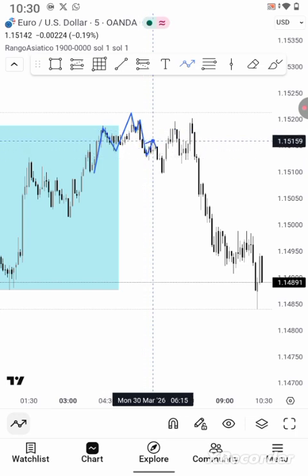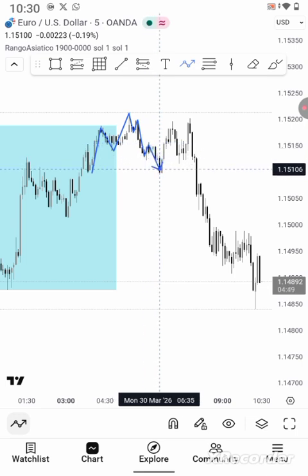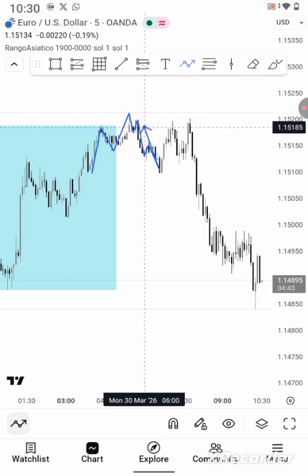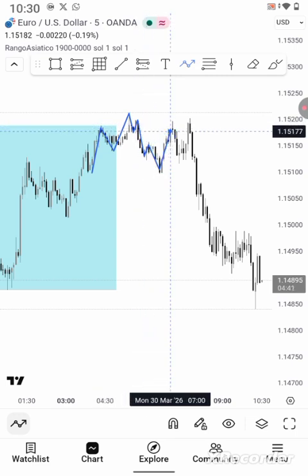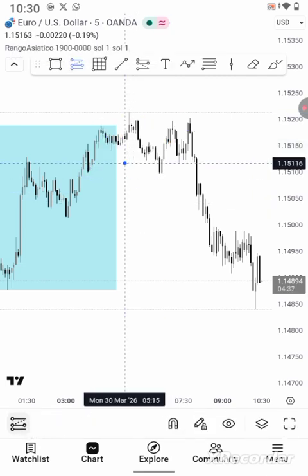It created internal range liquidity. It did as if it was going to move. Then it went back up. Are you seeing it now? It came to this demand zone. I'm going to show you the two entries I could have taken. You could have taken, like me, this is one entry.